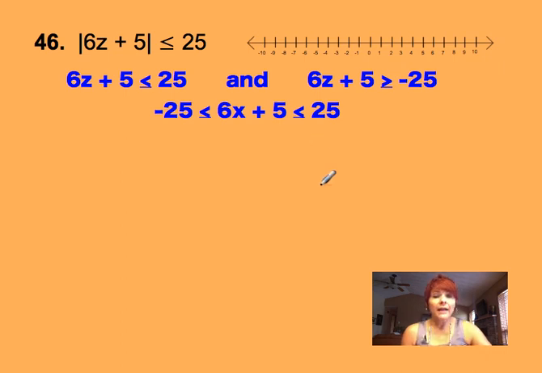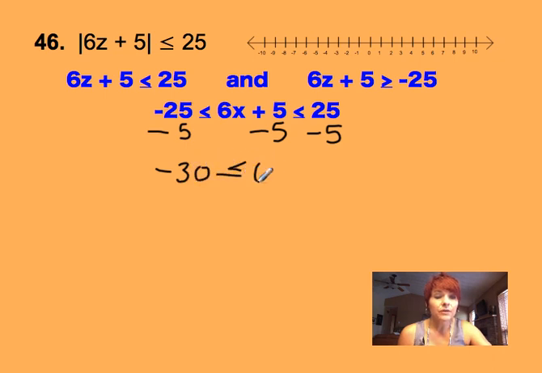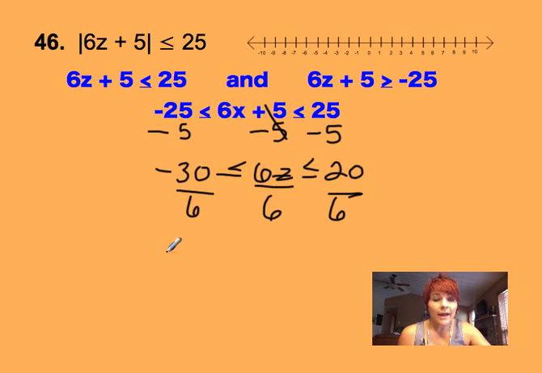Now if I'm going to solve that, I'm just going to go ahead and subtract 5, and remember when it's an in-between, we have to subtract 5 from 3 places. So that gives me negative 30 is less than or equal to 6z is less than or equal to positive 20. Now we divide everything by 6. So I end up with negative 5 is less than or equal to z is less than or equal to, and I'm going to reduce that to 10/3.